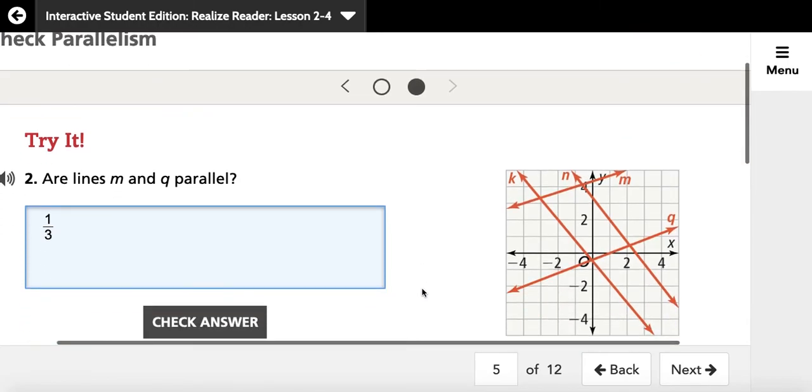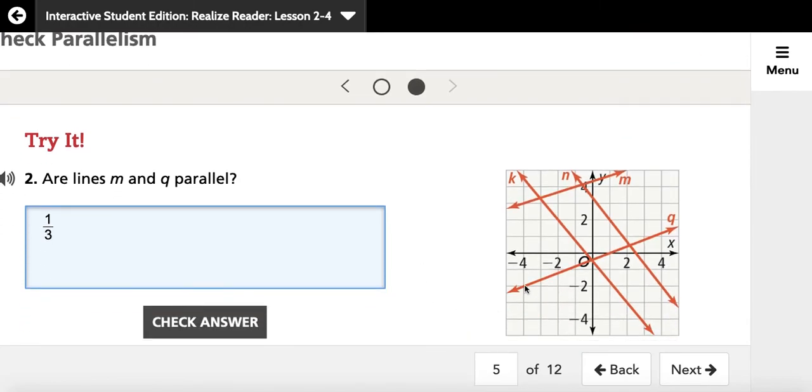Let me do the same thing for Q. Let me find 2 points. Oh, it looks like it goes through that one. Nope. Yeah, I guess that one there. So I'm going to use those 2 points. Up 2 and over 1, 2, 3, 4, 5. Oh, if it was 2 and 6, it would have worked. Let me double check that. 2, 1, 2, 3, 4, 5. No, I'm getting 2/5. So 1/3 and 2/5.